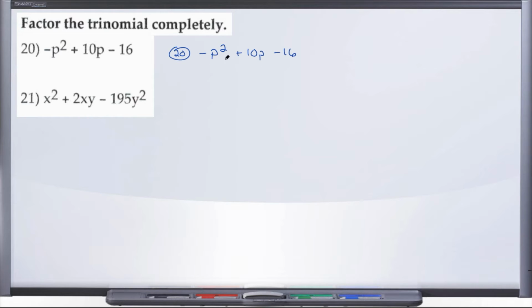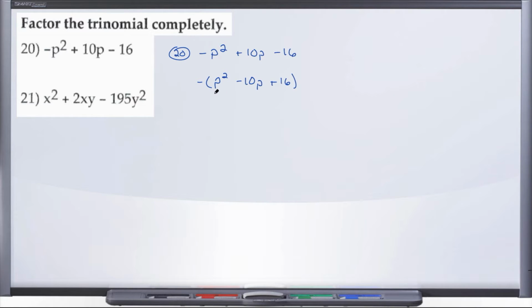Well, there's not a GCF here in this trinomial. However, you'll notice that the squared term, our p squared, is negative. We do not ever want to factor a trinomial with a leading term being negative. So let's go ahead and factor out a -1 as our GCF. So when we pull out a -1, we're left with now positive p squared minus 10p plus 16.